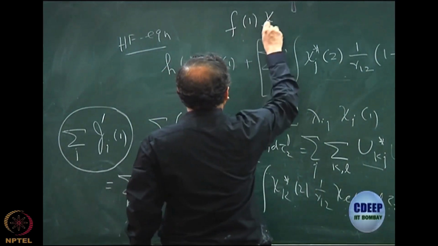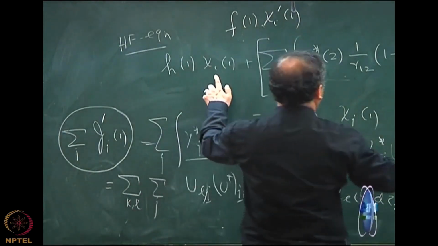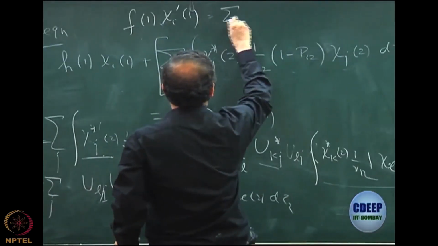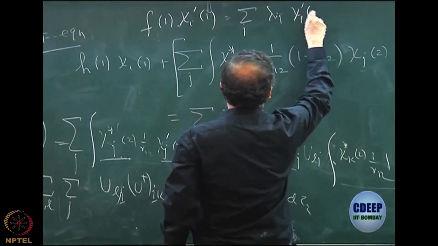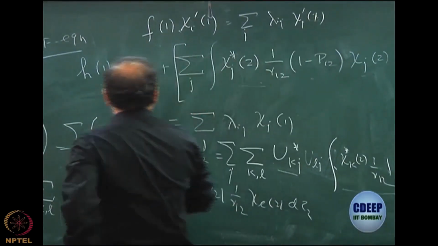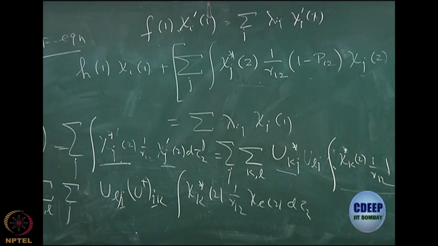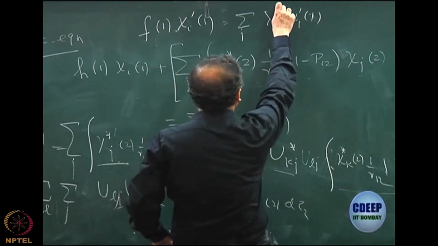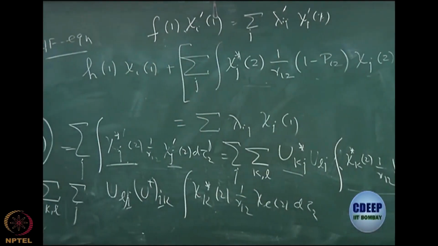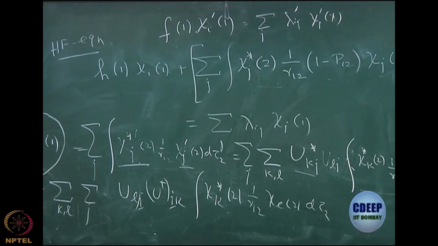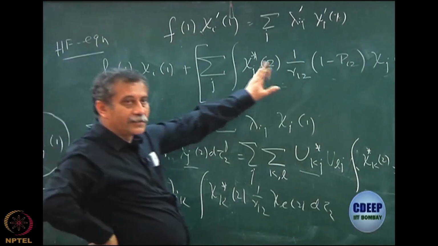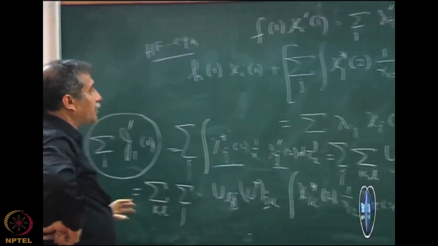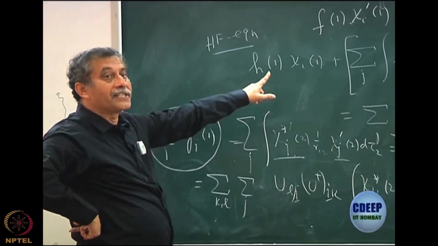F of 1, only this becomes chi I prime 1. So this becomes chi I prime 1, equal to sum over J lambda ij chi j prime 1. So exactly the same equation. You can say that this is also some lambda prime, doesn't matter. Some lambda prime, which we'll see what it is in the new basis. Because lambda will depend on chi, you will very quickly see. So I am calling it lambda ij prime. So this will be the Hartree-Fock equation in the new basis.